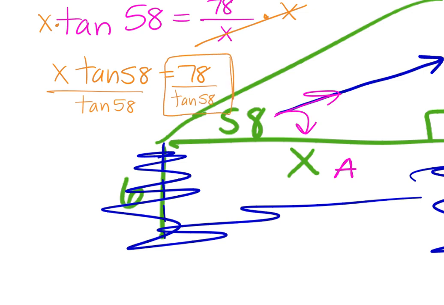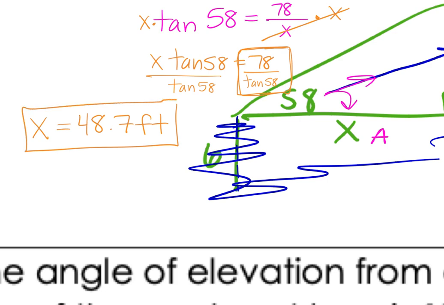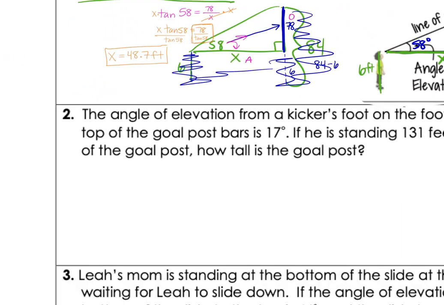How'd you do last night with plugging things in? Did you get reasonable answers when you plugged them in? Type in 78 divided by tan 58. What do you get? 48. And this is a length, and it's working in feet, so 48.7 feet. Okay?